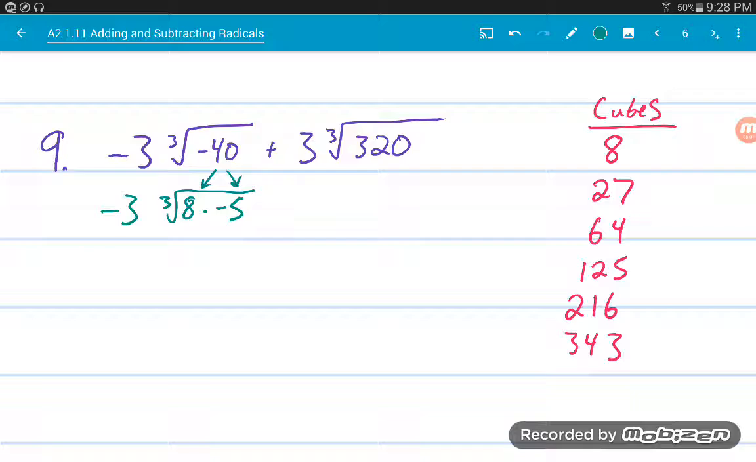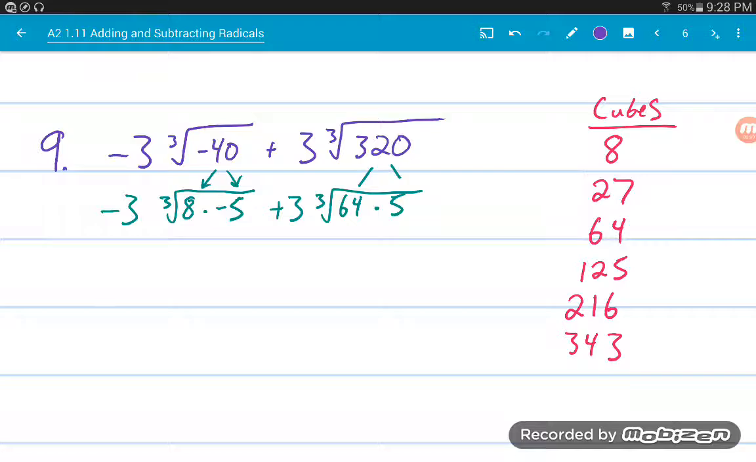On the right side, what can I turn 320 into? Well, if you check your calculator, 320 divided by 8 doesn't work. Or it does, but it leaves you a big number left over. 320 divided by 27 doesn't work. 320 divided by 64, that works. 320 is equal to 64 times 5. Put the cube root back over him. Put the plus 3 in front.